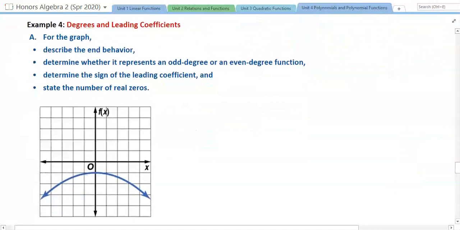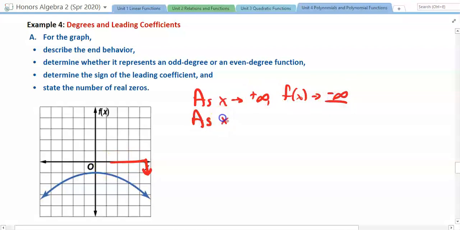So let's look at example 4 here. For the graph, determine the following items: the end behavior, if it's an odd or even degreed function, the sign of the leading coefficient, and state the number of real zeros. Okay, so let's start with the first piece. What is the end behavior? As x goes to positive infinity, f of x is going where? Well, in this case, as x goes to positive infinity, y is going to negative infinity. And as x goes to negative infinity, f of x goes where? Well, as x goes to negative infinity, the y is going to negative infinity as well. Okay, so we have our behaviors.